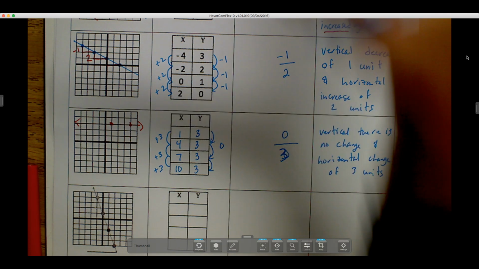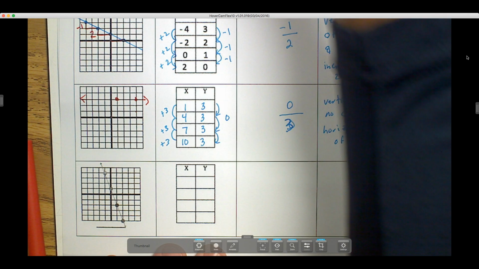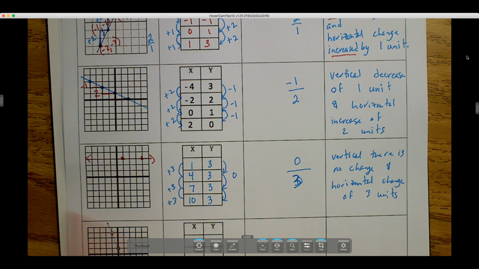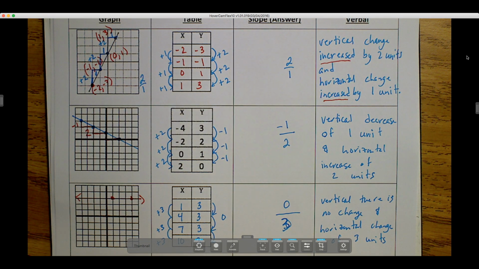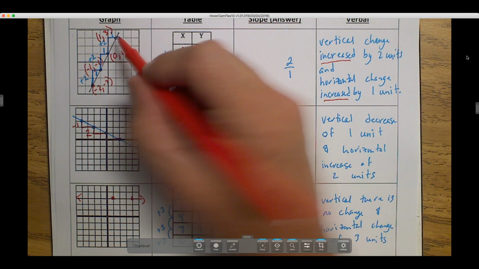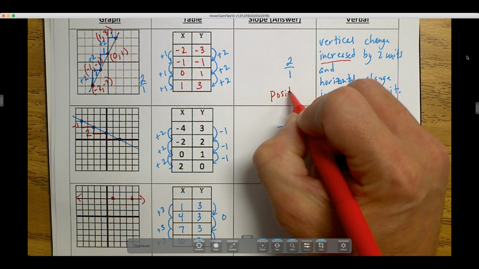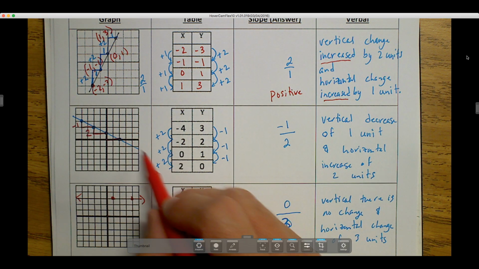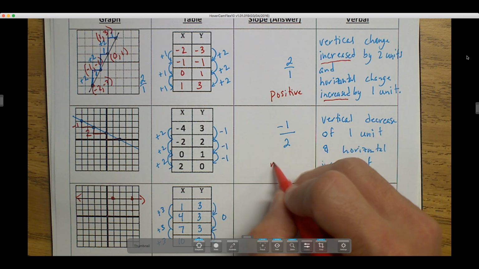Now, I'm going to have you do the fourth one on your own. I'll slide it down here. But let's go back real quick and figure out what slopes we got. So we have this one going uphill from left to right, both positive numbers, so this would be a positive slope. This one going downhill from left to right, 1 negative, so that would be a negative slope.